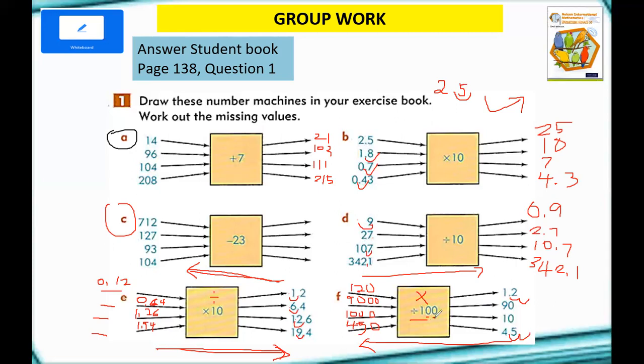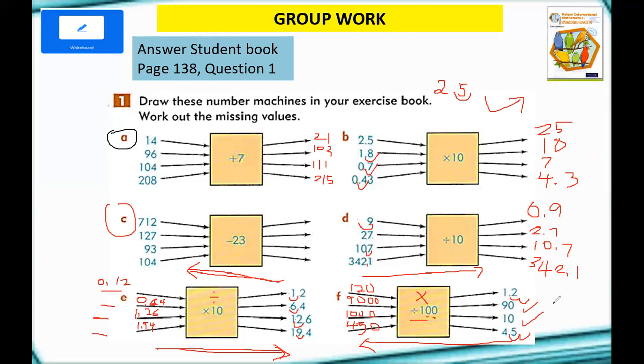9,000 divided by 100. So we are going to cut 2 zeros. So 90. Correct. Okay. 1,000 divided by 100. So we are going to cut 2 zeros. So it's 10. Correct. 450 divided by 100. So it will be 4.5.